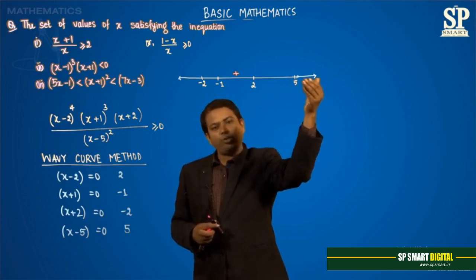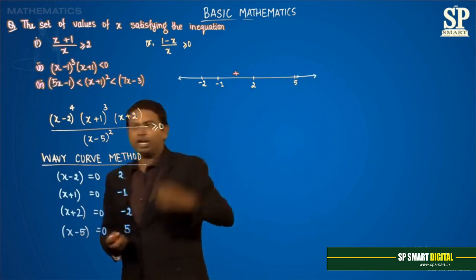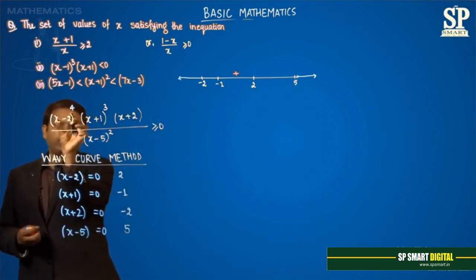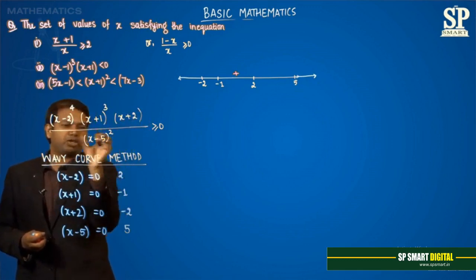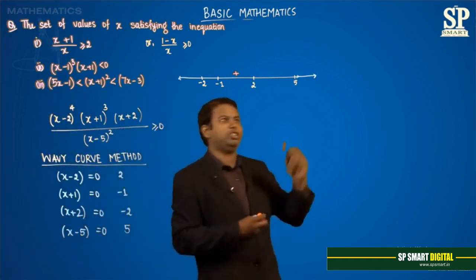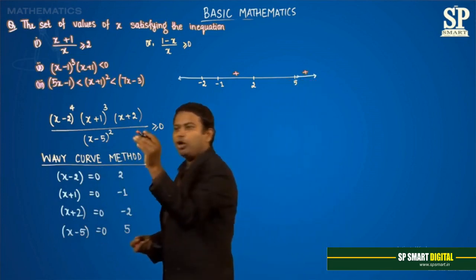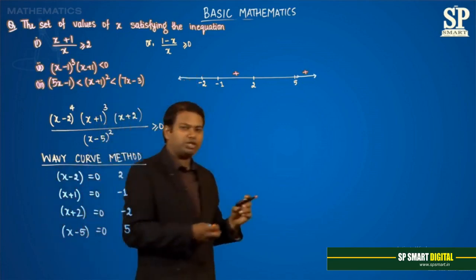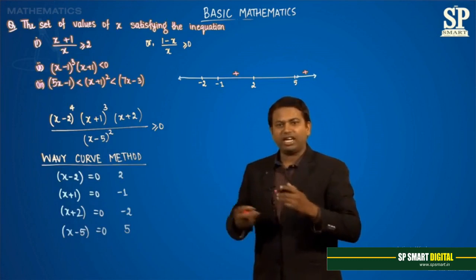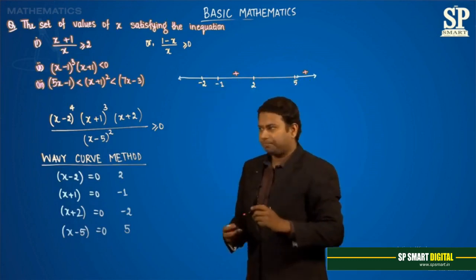So here, we can take any number, let us take 6. If we take the number 6, this is going to be positive. x plus 1 is positive, x plus 2 is positive, and x plus 5 is also positive. So here also we have a positive sign. So this is how we select a particular number which is convenient for us to decide whether the resultant answer will be positive or negative, and then we put the signs here.